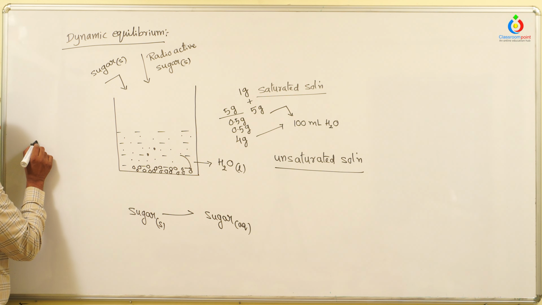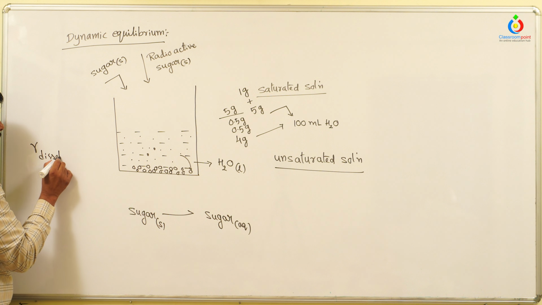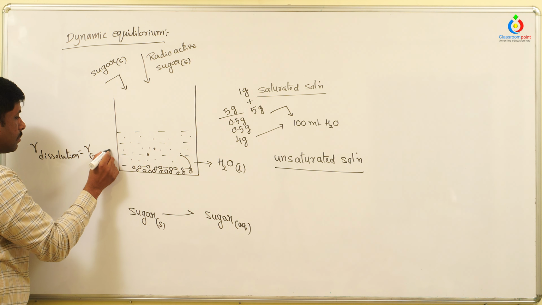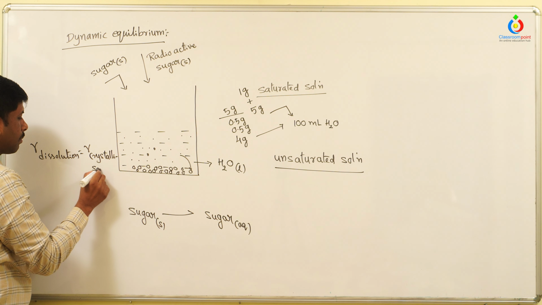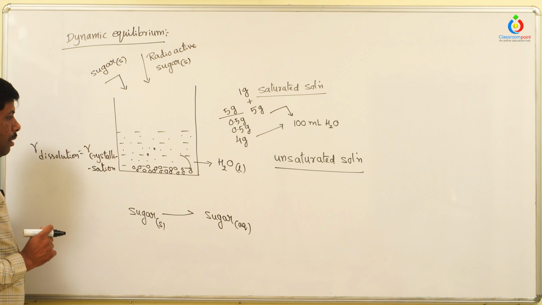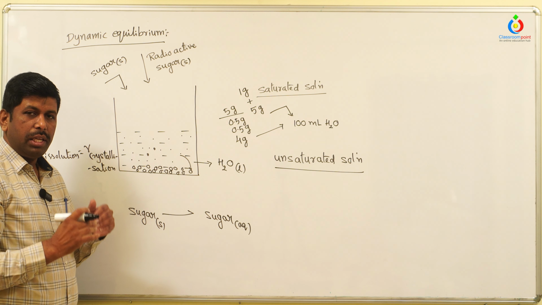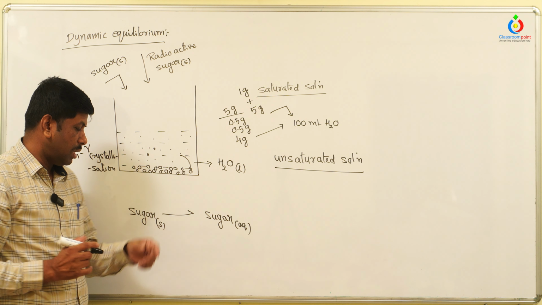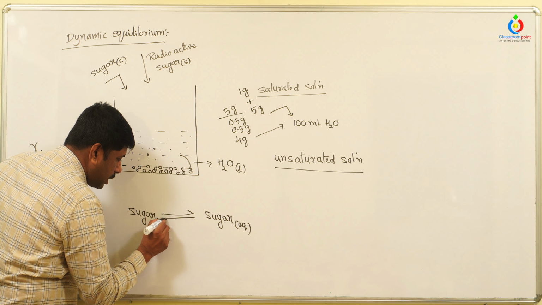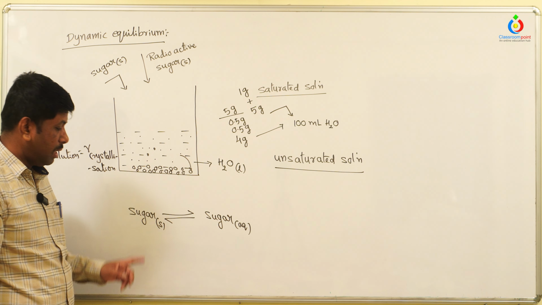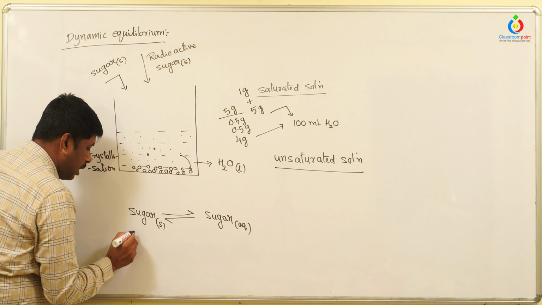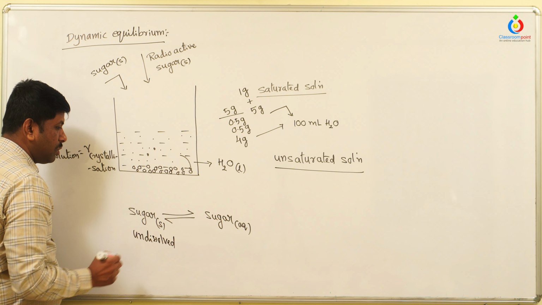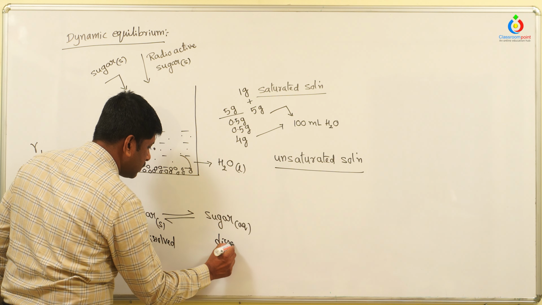So here what we can observe is that the rate of dissolution is equal to the rate of crystallization. The system has reached the equilibrium stage, but still we are able to observe both types of particles in both states. That means now aqueous sugar particles are in equilibrium with the solid sugar particles. The solid sugar particles are called the undissolved sugar. This is called the dissolved sugar particles.